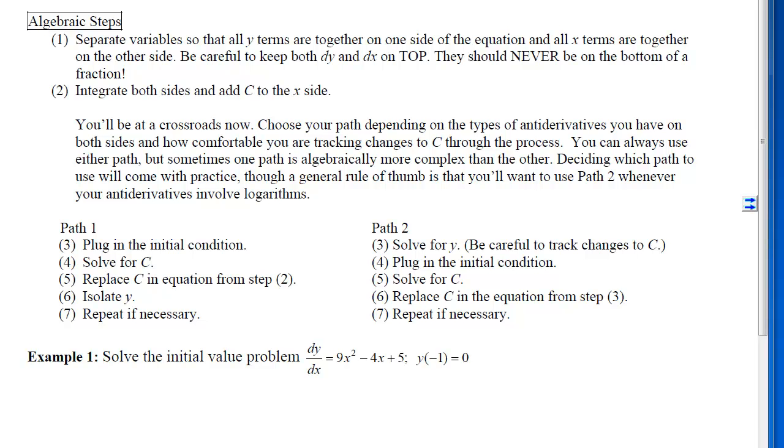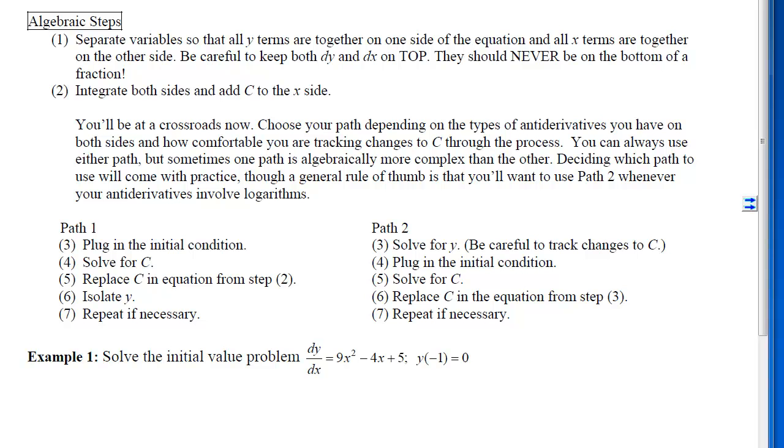So let's say you've done steps 1 and 2. Once you do that, you'll be at a crossroads, and you're going to choose your path depending on the type of antiderivatives you have on both sides and how comfortable you are tracking changes to c through the process. You can always use either method, but sometimes one method will algebraically be more complex than the other. So deciding which path to use will come with practice, though a general rule of thumb is that you'll want to use path 2 whenever your antiderivatives involve logarithms.